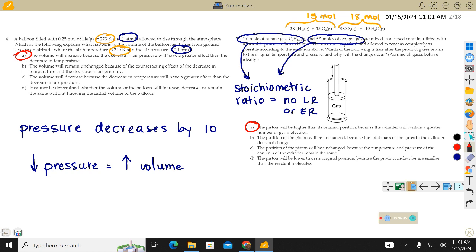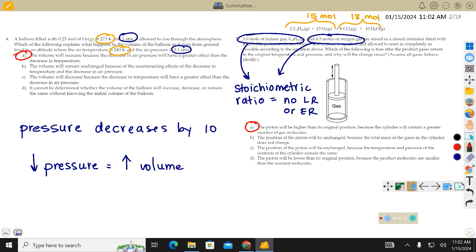Or I could look at the ratio of what I do have. I have 6.5 plus 1, 7.5 total moles. And so I could then say, okay, I would form 9 total moles of product. But the key is that pressure and volume depend on the number of particles, not necessarily the identity of the particles. So if I'm going to form more gas than what I started with, the piston should be at a higher position than original because now we contain more gas particles.